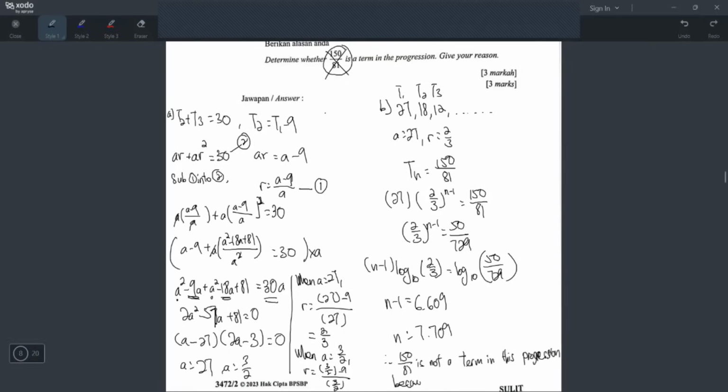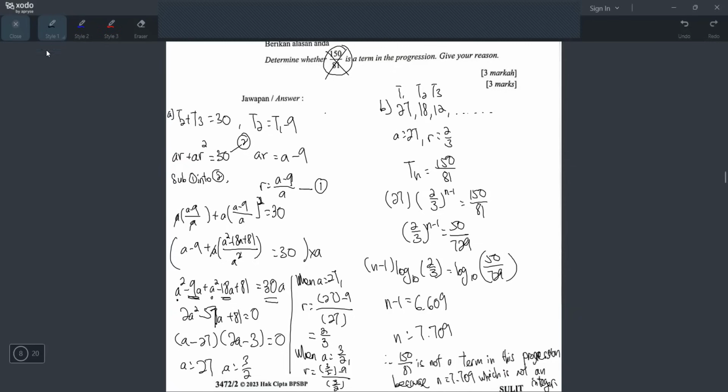Because, give your reason, because n equals to 7.709, which is not an integer.